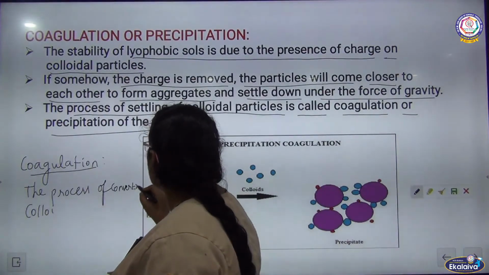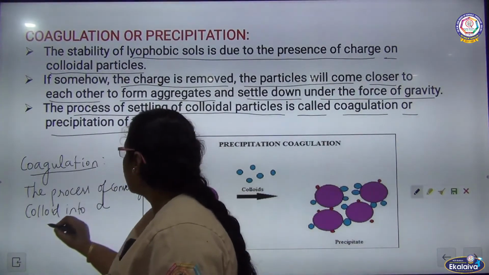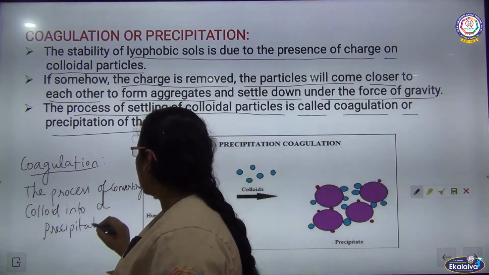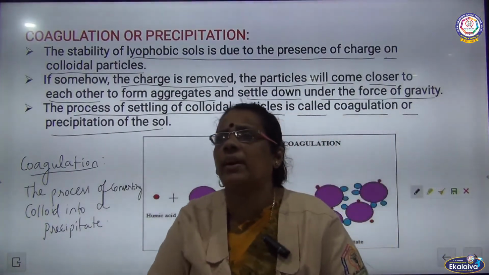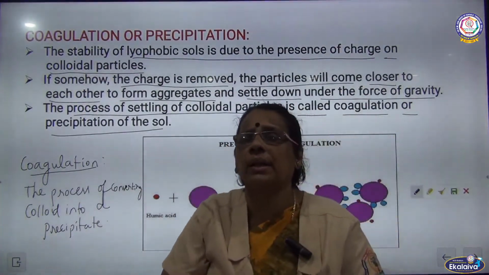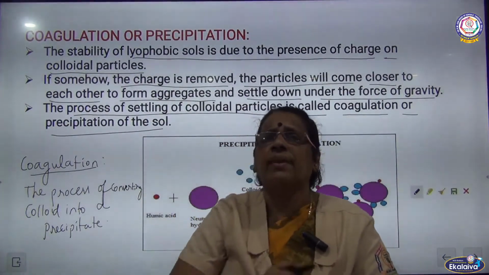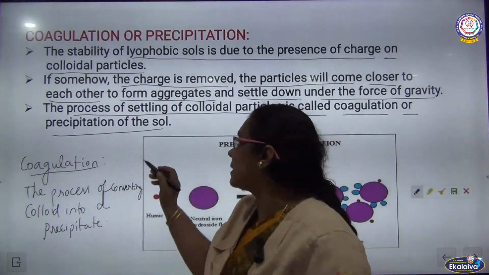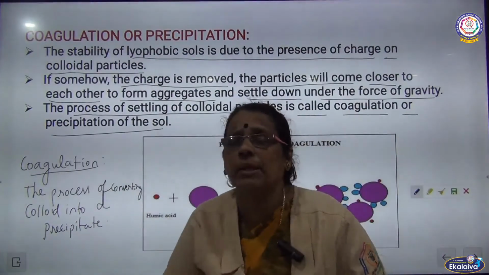The process of converting a colloid into a precipitate is called coagulation. As long as the charge is present on the colloidal particles, it acquires stability. When we remove the charge from the colloidal particles, what is happening? Mutual coagulation is taking place, association of the particles is taking place. So the particles start to settle down under the force of gravity. This process of settling of colloidal particles is called coagulation, or we can call it precipitation.